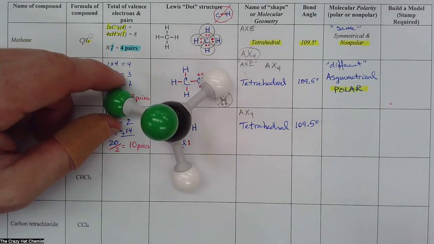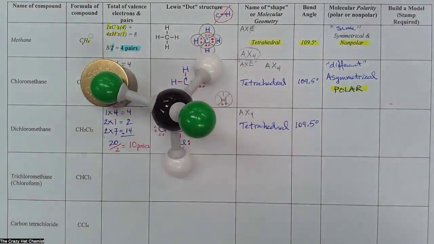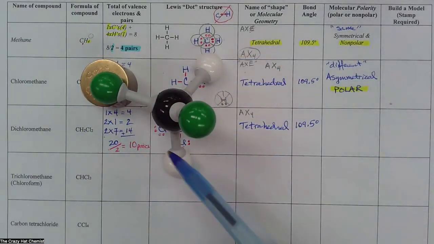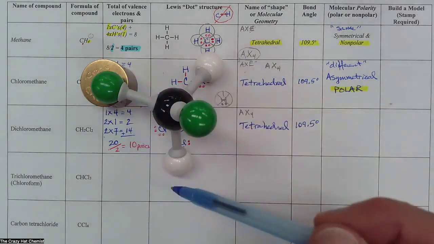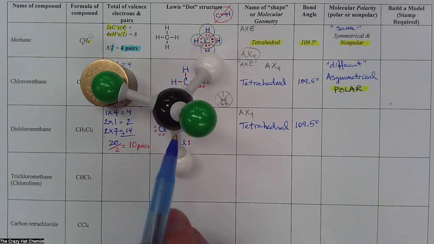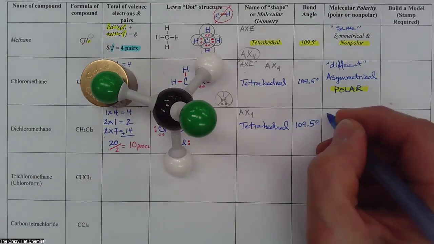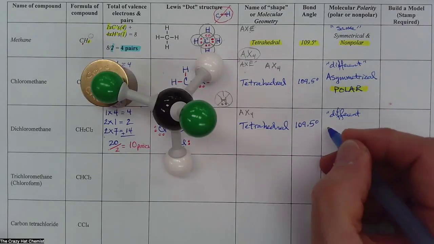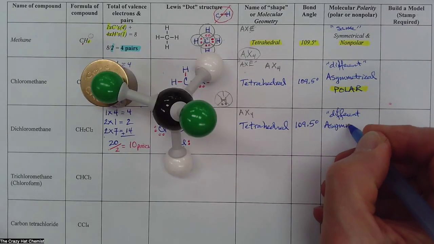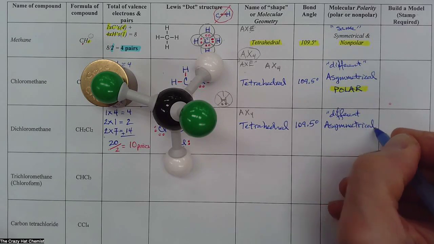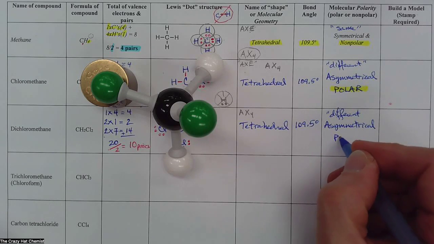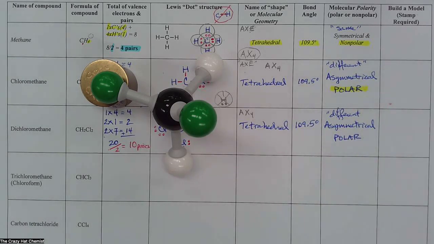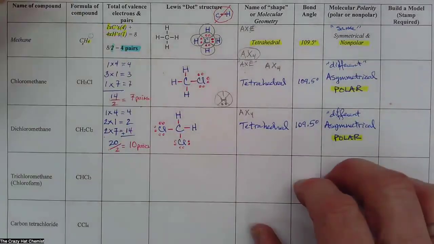So the next question is, are the atoms attached to the central atom the same or different? Well, I got 2 greens and 2 whites. Those seem to be, quote, different. And of course, that would be asymmetrical. And if it's asymmetrical, that means it's polar. That's right. It is most certainly polar. Okay. Let's see. We got 2 more to do. And we are moving right along.